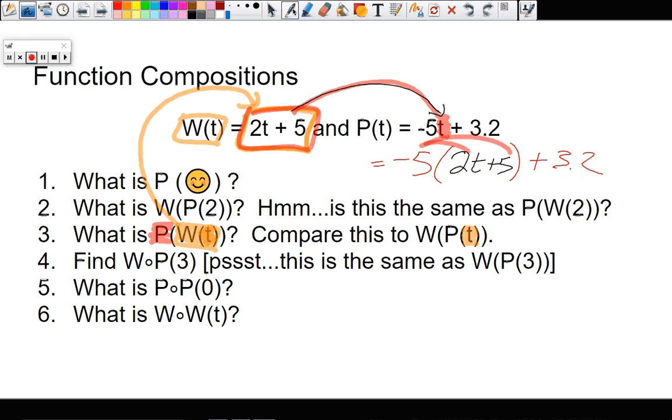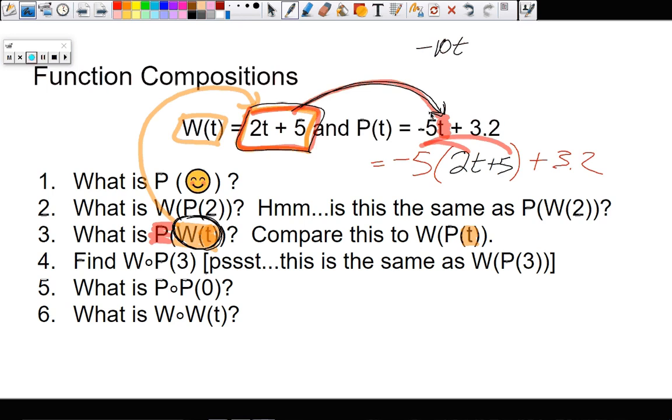We distribute, we get a negative 10t. What happened to the W? So like you plugged into 2t plus 5. Mhm. So all of this is the W of t. Because right here, whatever we get from W of t is nice. That entire output is what we're going to throw into P as an input. Nice question. And yes, it is a little confusing sometimes because you're used to seeing those numbers.